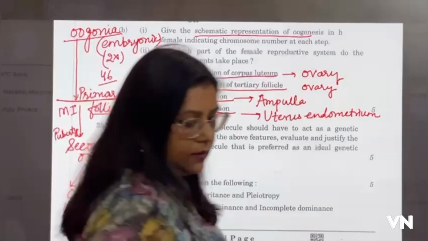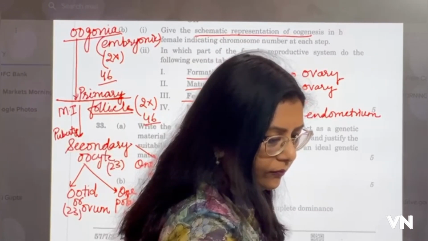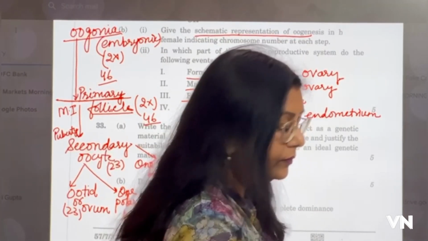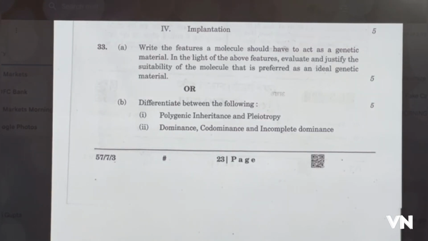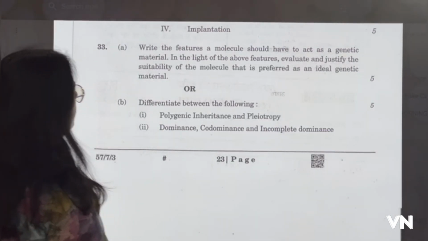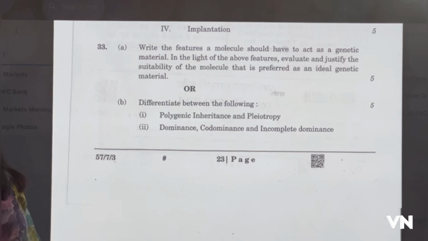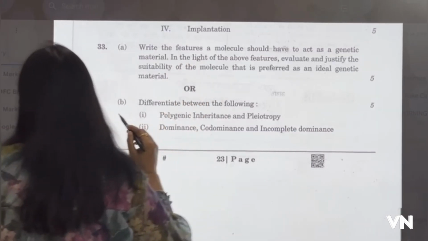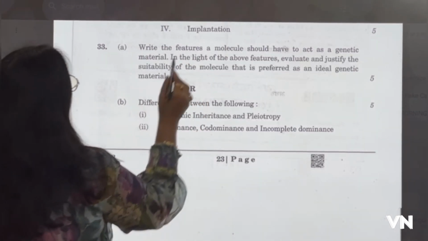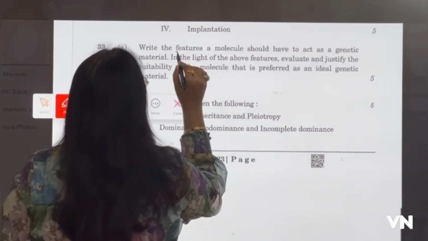Question number 33. Write the features a molecule should have to act as a genetic material. In the light of the above features, evaluate and justify the suitability of the molecule that is preferred as an ideal genetic material. So first you will write the features.